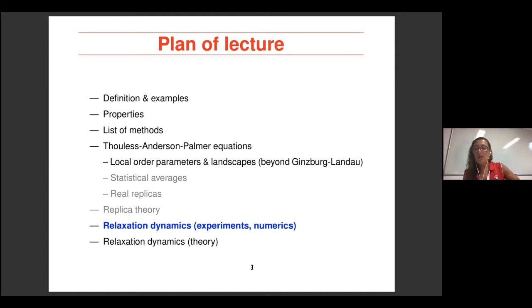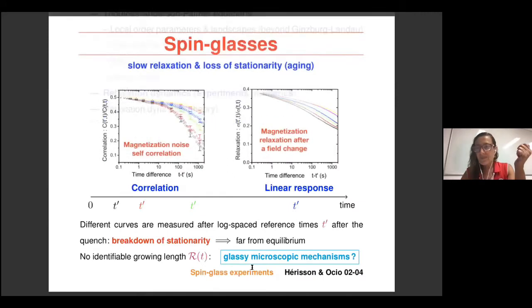So now let me go to dynamics, because the main subject of my lectures has to do with dynamics. So what happens with experimental samples? Are they able to reach equilibrium or are they not? And if they're not, how do they behave? The answer is that they're not able to reach equilibrium in experimentally observable times if you pick a spin glass and you let it evolve after a quench.